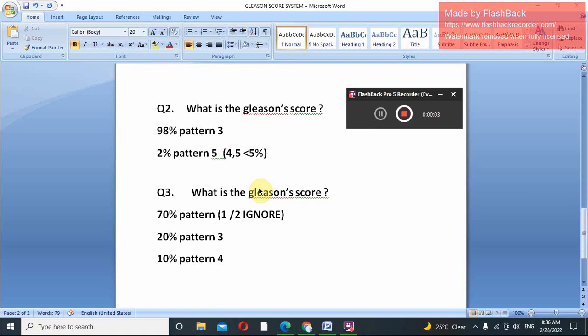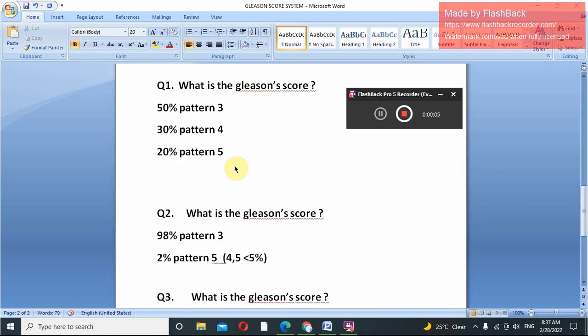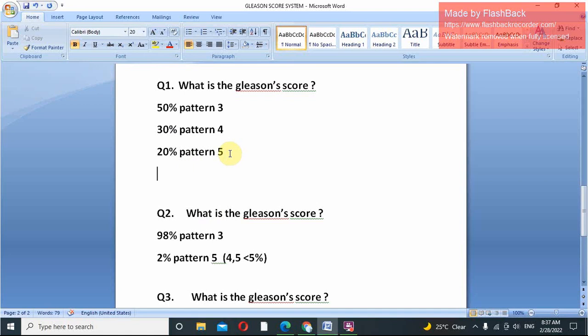Okay, so I prepared 3 sets of questions for you to know how to solve the Gleason scoring. The first question is, we have one biopsy where we find 50% pattern 3, 30% pattern 4 and 20% pattern 5. So we know the formula. First we put the predominant, that is 3 over here, and then we add the most frequent one. Between 4 and 5, the most frequent is 5 because 5 has the poorer prognosis compared to 4. So we will put the 5, and after that we will get our answer, which is 8.